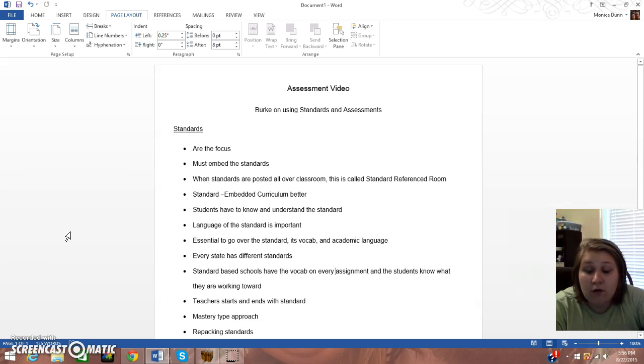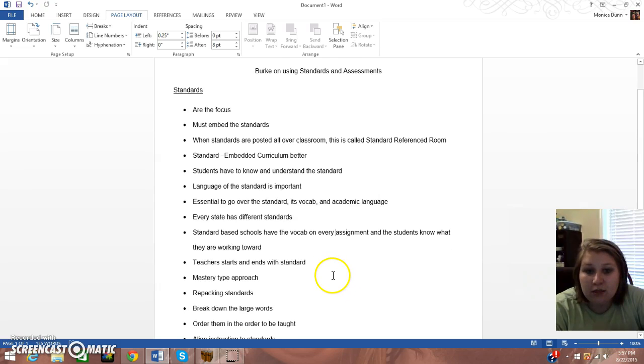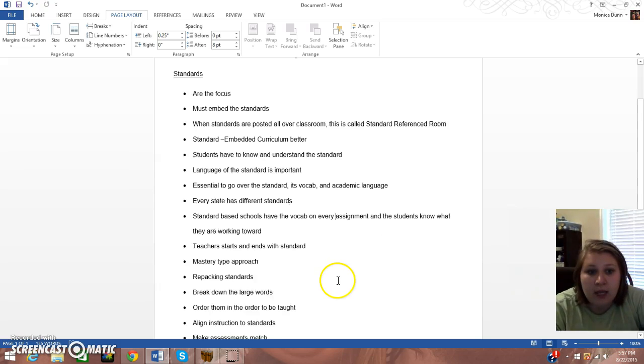Standard-based schools have the vocab on every assignment, and the students know what they're working towards. So they see the vocabulary that the standard is in constantly. That way when they get to the end assessment, the summative assessment, they understand the language enough that they can answer the question. When teachers start and end with the standard, this is called a mastery type approach, and it helps the student know what they're working towards.